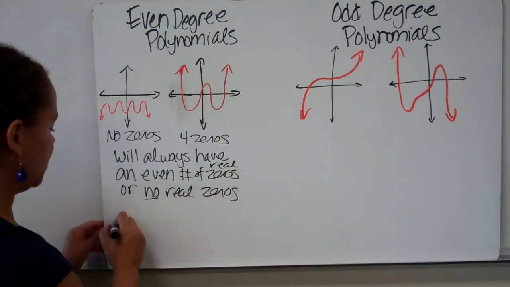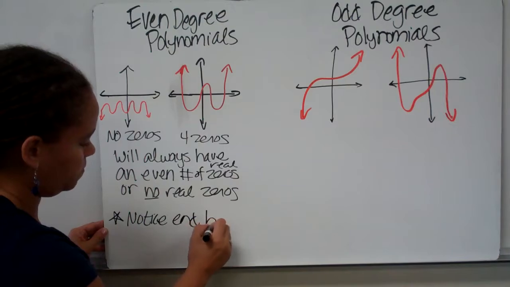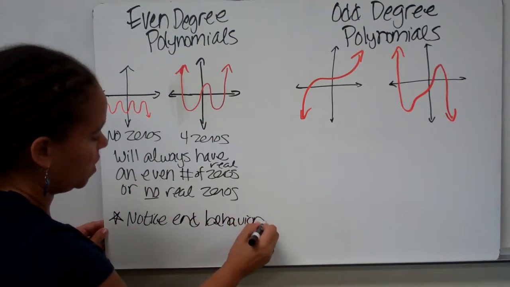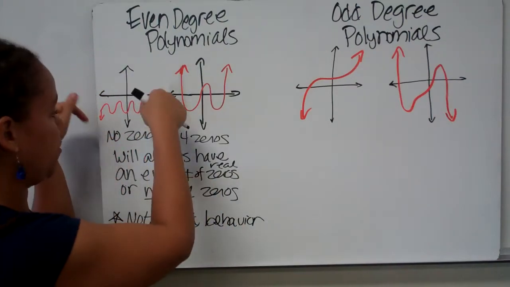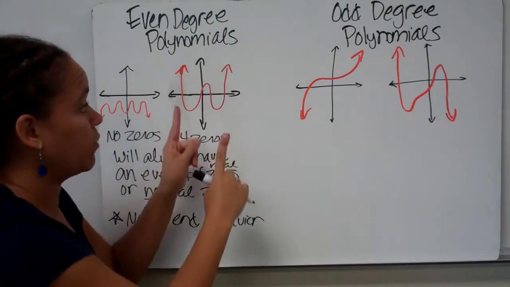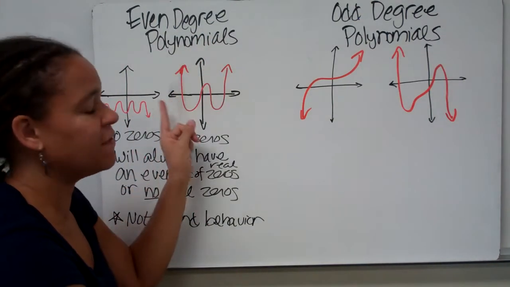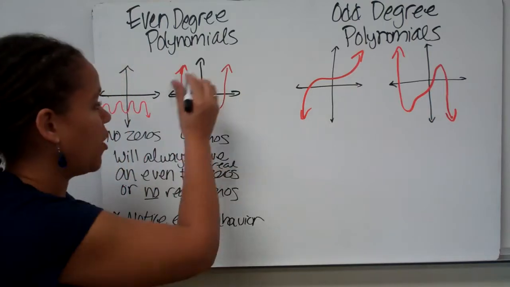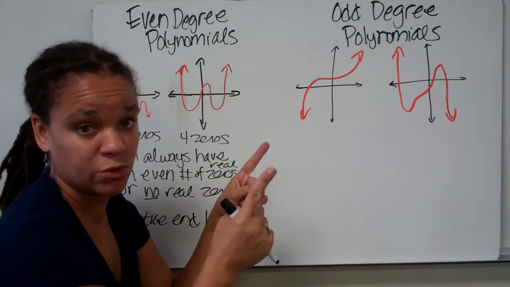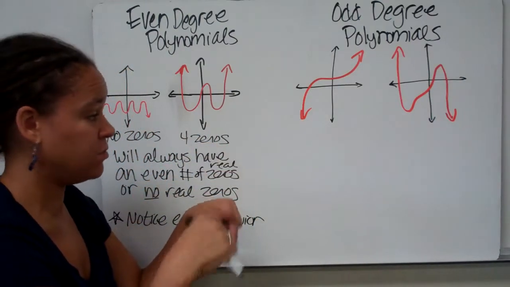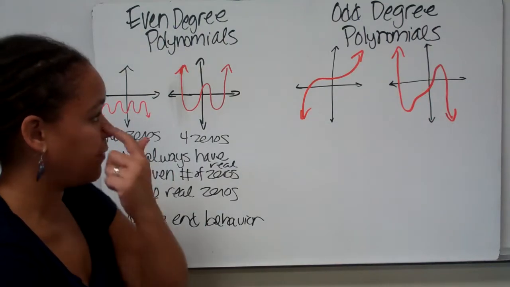And I want you to notice the end behavior. So the end behavior of these even degree functions, notice they're either both going down or they're both going up. So that's something that's unique about even degree polynomials. So even just by looking at a function, I don't care how many times it swirls in the middle, if the end behaviors both end up going in the same direction, whether they're both up or they're both down, that means that this is an even degree polynomial. So keep that in mind about the end behavior.